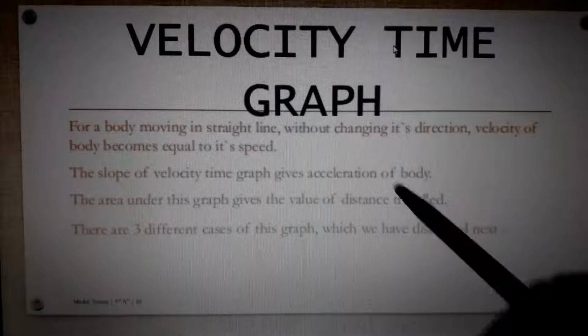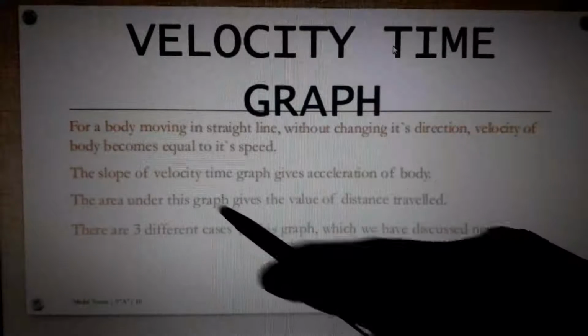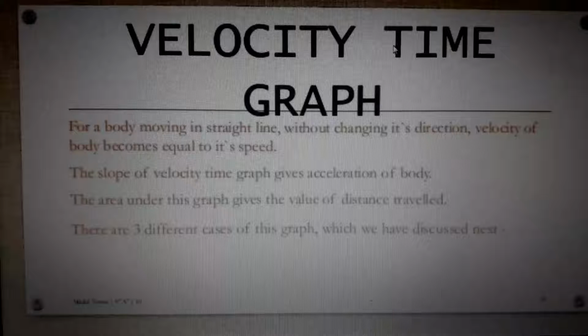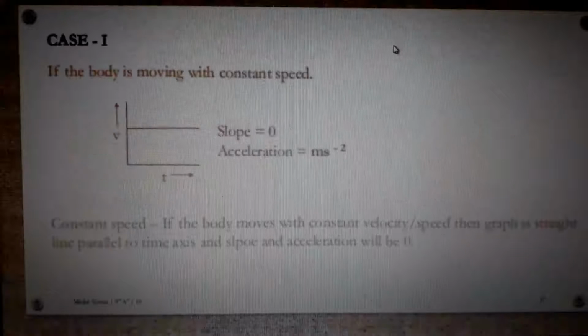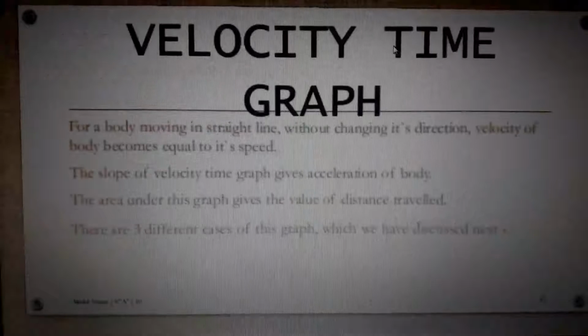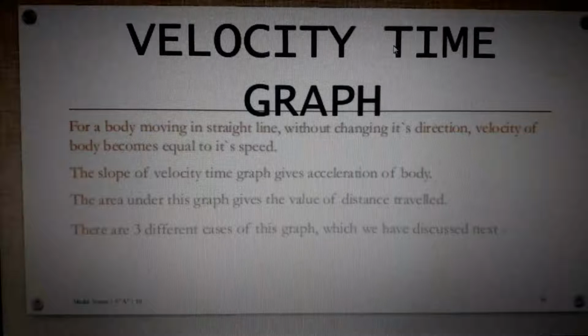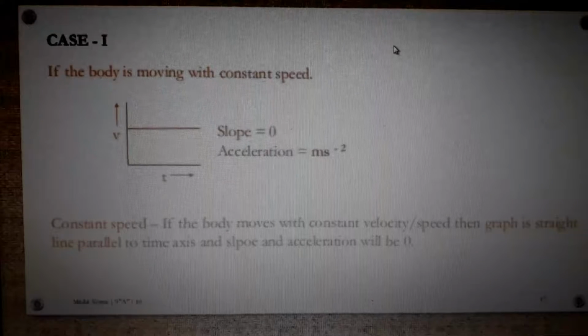So here we need to understand the acceleration, and the area under the graph will give what? The value of distance traveled. So we will get distance from this graph. That means we have distance, we have displacement, we have velocity, we have acceleration, we have time. That means almost all terms we studied are there in this graph. So it is important. Let's see.